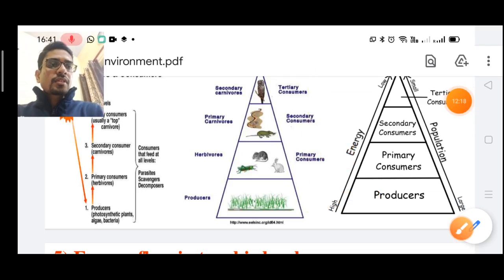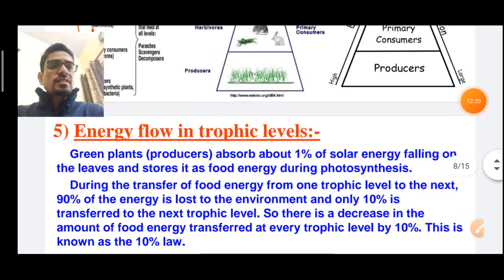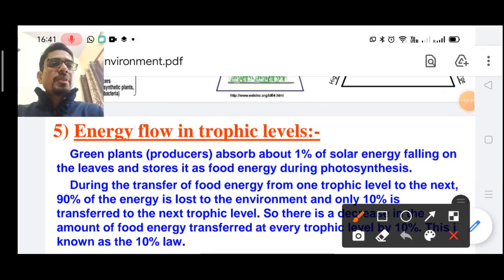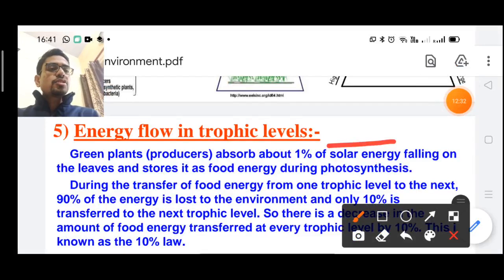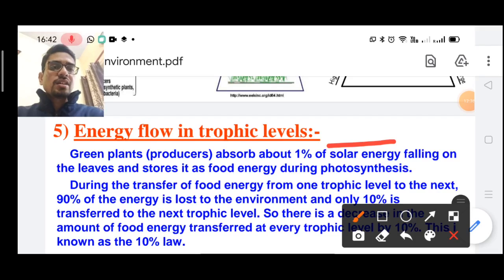Okay, so you can read in this that green plants absorb 1% of solar energy. This is different from the 10% law. It is saying that of the solar energy falling on the leaves, plants use only 1%. Green plants absorb only 1% of solar energy falling to the leaves.